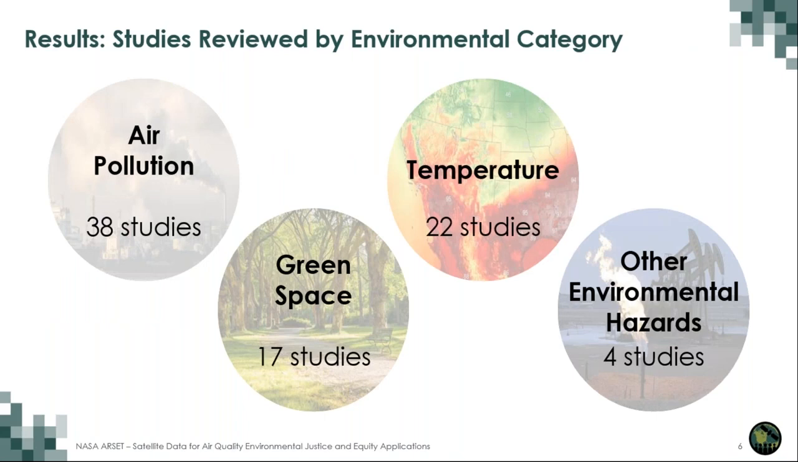Our review resulted in 81 included studies. Most of the authors leveraged satellite data for air pollution research. The green space and temperature studies were represented at approximately half of the proportion of the air pollution studies. Other environmental hazards we found were flooding, gas flaring, mountaintop coal mining, and light pollution. 11 studies actually concurrently investigated multiple impacts, which could increase an individual's vulnerability and further harm their health.